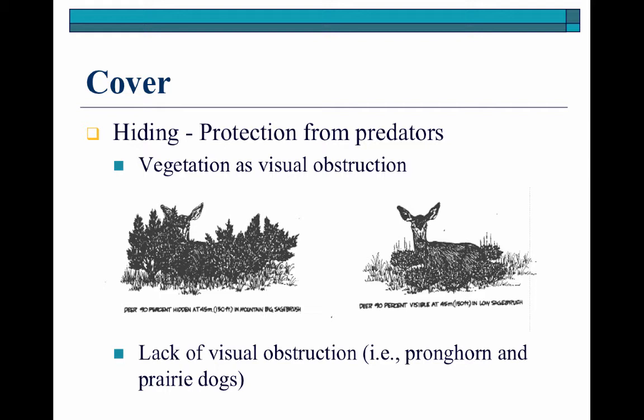We see some of our ruminant species like deer and elk using vegetation to obstruct predators from seeing them. Just realize that pronghorn antelope and prairie dogs really don't like terrain that has a lot of tall shrubs in it. They like to be able to see out for a long ways. This is why we see pronghorn more in the Great Basin than in mountainous areas, because they like to be able to see their predators coming and not be hiding behind shrubs.